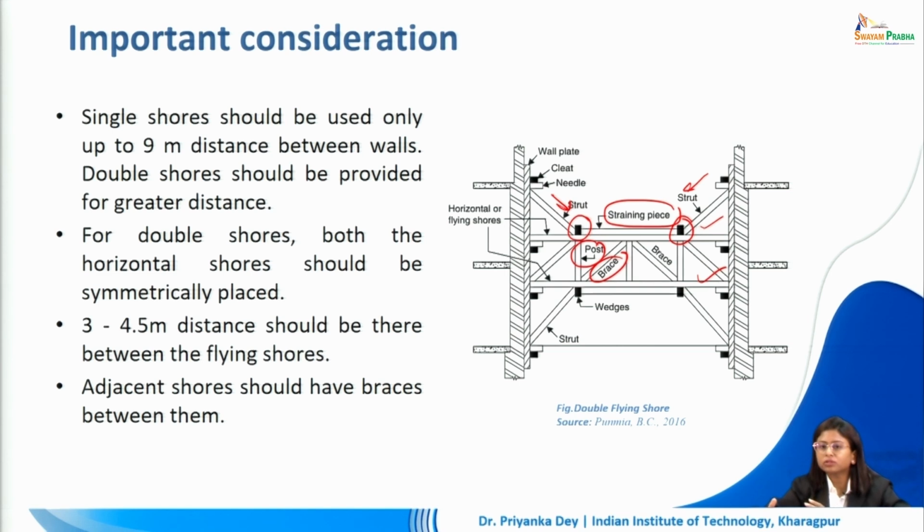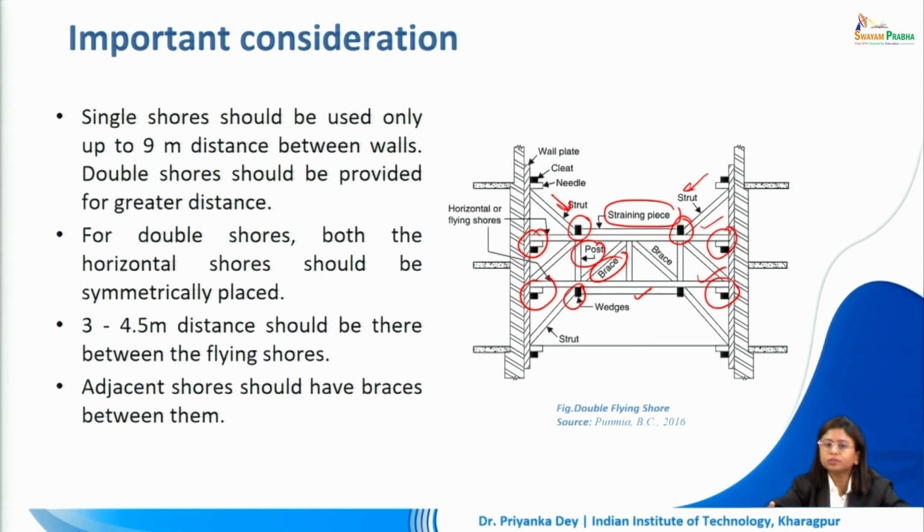This looks a lot like trusses where we are holding the two pieces together and taking somewhat from the adjoining wall as well. All of this is being held in position with the help of a straining piece and the folding wedges. A 3 to 4.5 meter distance should be there between the flying shores. So along the length of the wall, as the building continues, at every 3 to 4.5 meters we have to repeat this arrangement of providing support between the two adjacent buildings.